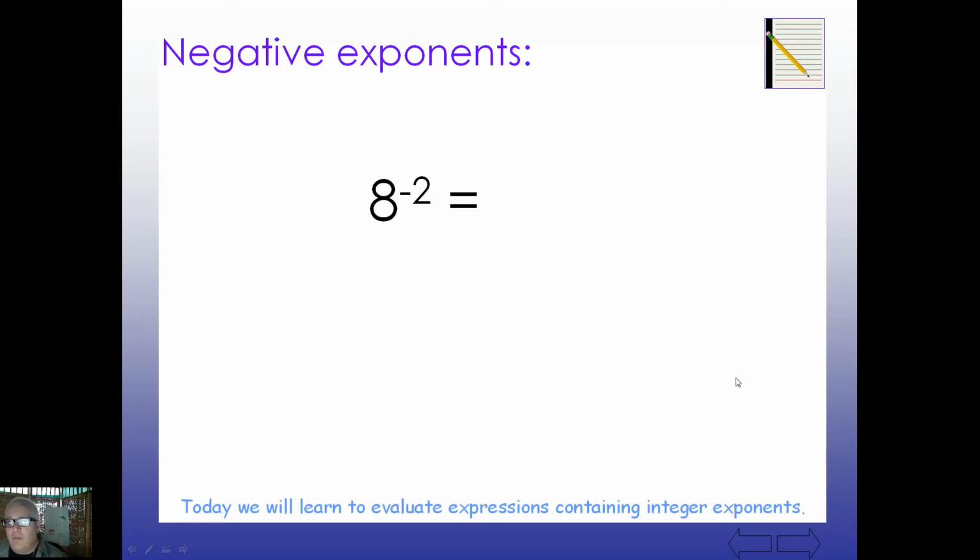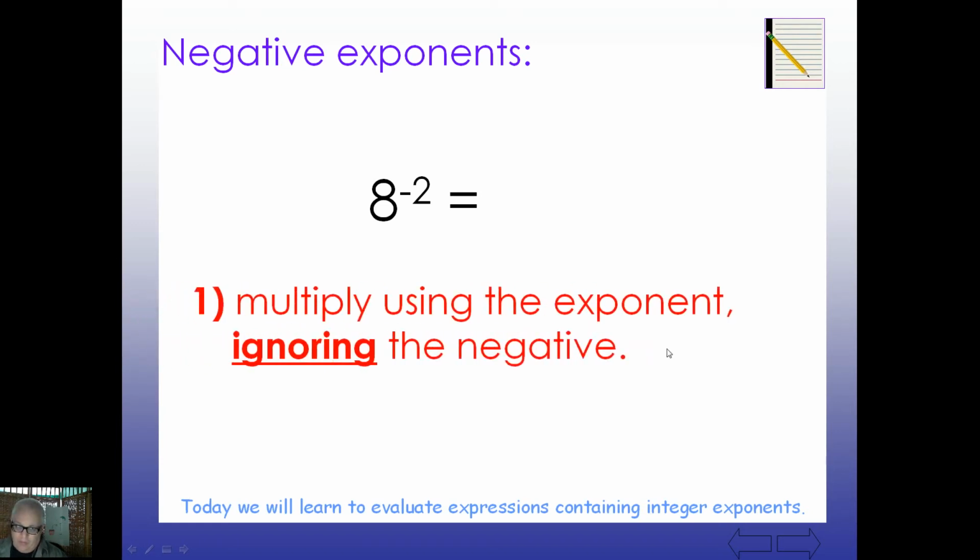You're not going to be able to leave your exponents as negative numbers. We're going to need to figure out how to write these with positive values. Let me show you a little trick here. When you have any base to a negative exponent, what I want you to do is multiply using the exponent by ignoring the negative sign. So what is 8 to the 2nd power? 8 to the 2nd power, we know that is 64.